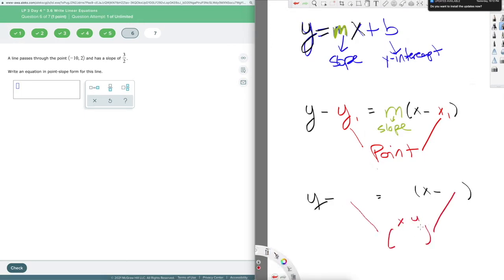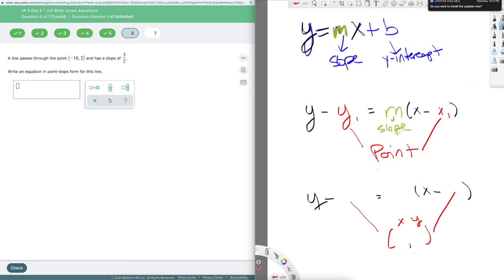All right, so in this case it says a line passing through the point -10, 2, so it's giving us a point, and it has a slope of 3/2. Write an equation in point slope form of this line. Remember, this is point slope. That's this guy here. We have a point and we have a slope.